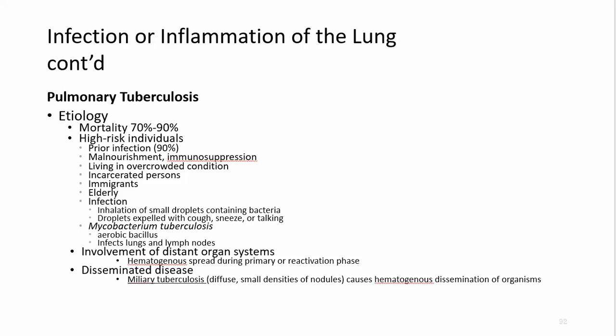Infection passes through droplets, and it is this specific bacteria that does it. But there are individuals, so people that are drug users, tend to be malnourished, immunosuppressed, and live in crowded conditions. And so it spreads through these populations a lot.